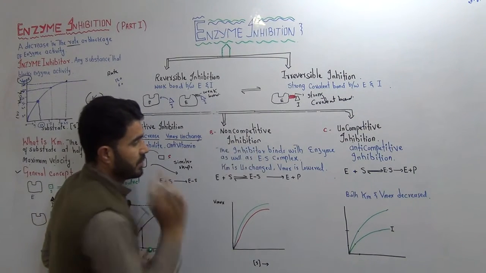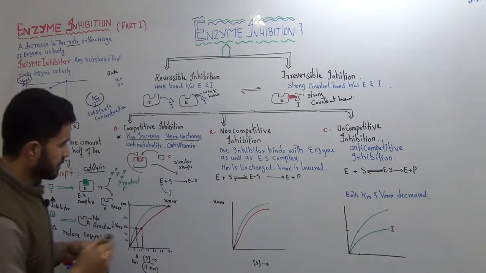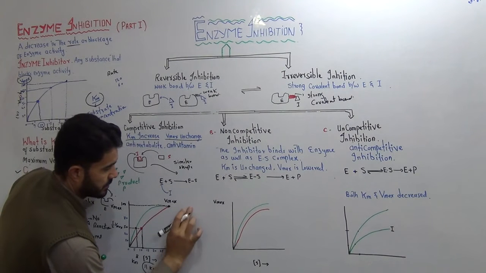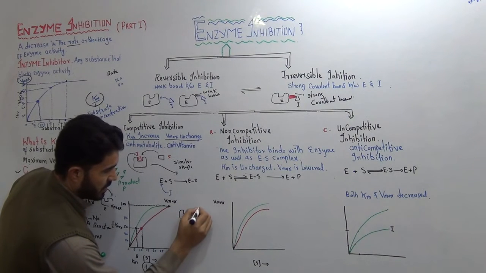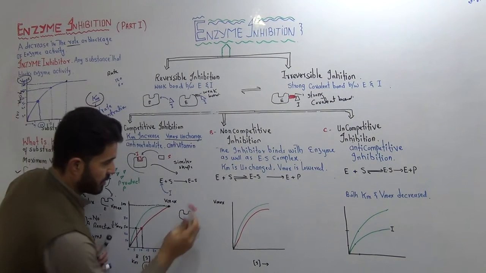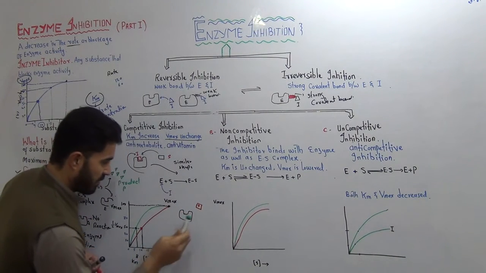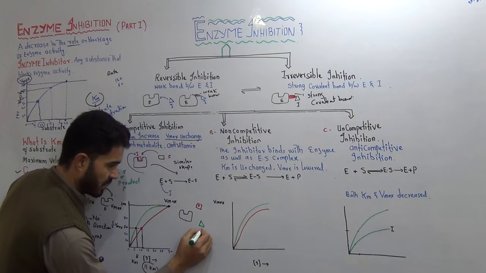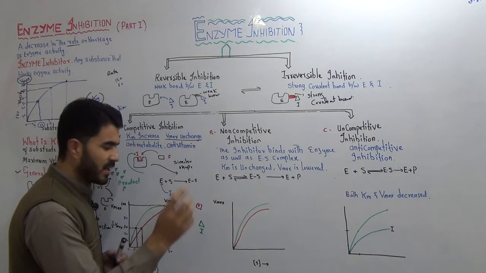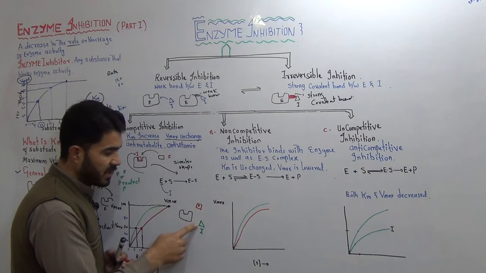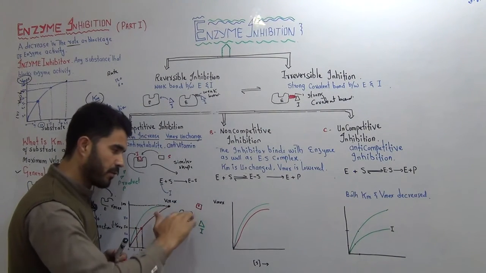In non-competitive inhibition, what happens here? We have the enzyme. The substrate is also there. This is our substrate S, and we have our inhibitor, this is inhibitor I. This time the inhibitor has no relation with the substrate. The inhibitor has no competition. The active site is available, free for the substrate to come.